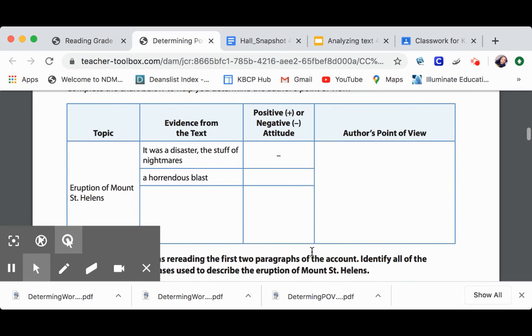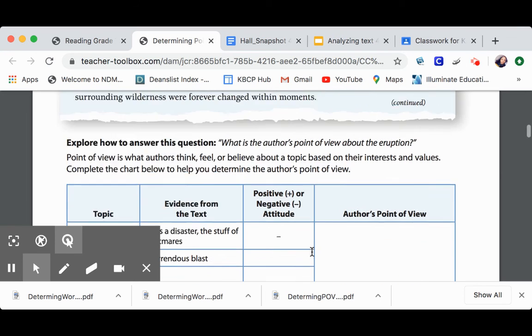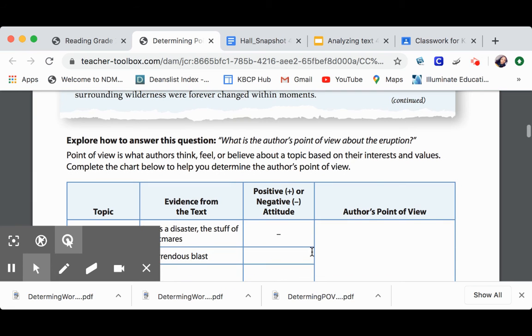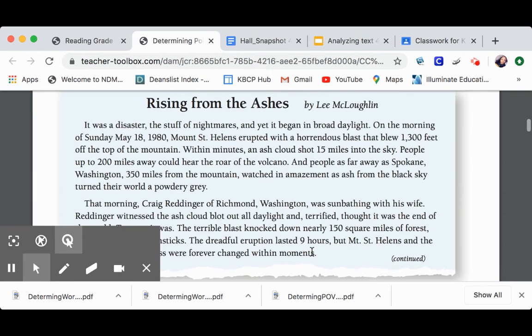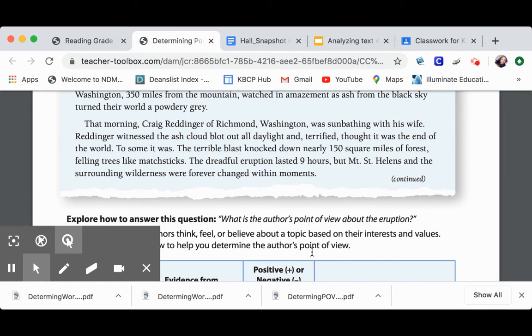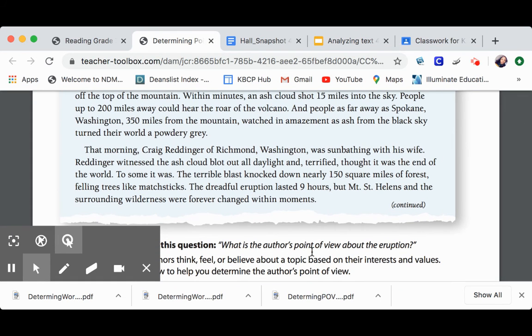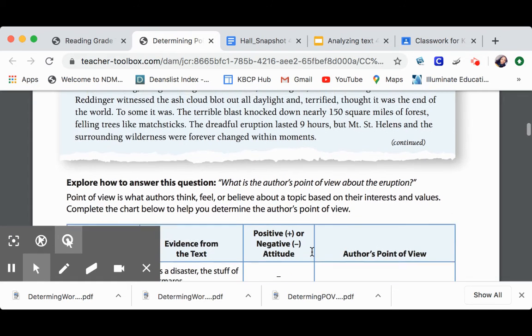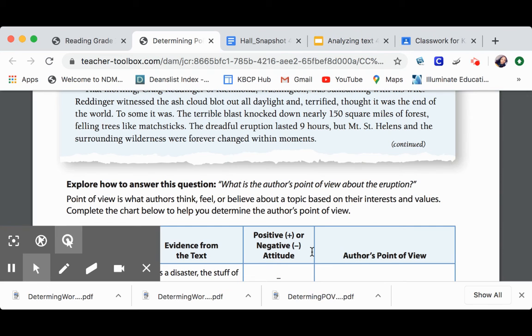So I want us to just look over. I know that was kind of fast. I kind of just jumped right into the questions. So the first thing I asked you is, what is the author's point of view about the eruption? As we read, you had time to think about that. I'm going to give you another 30 seconds, based off what we talked about. What do you think the author's point of view is?